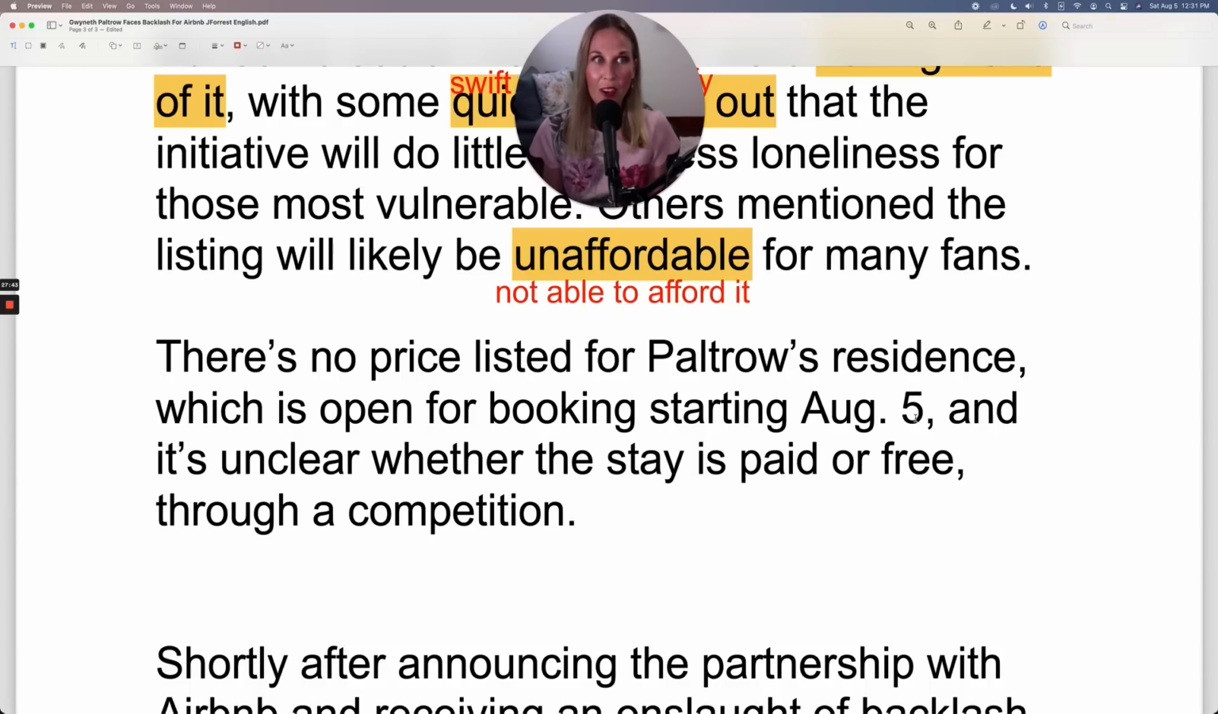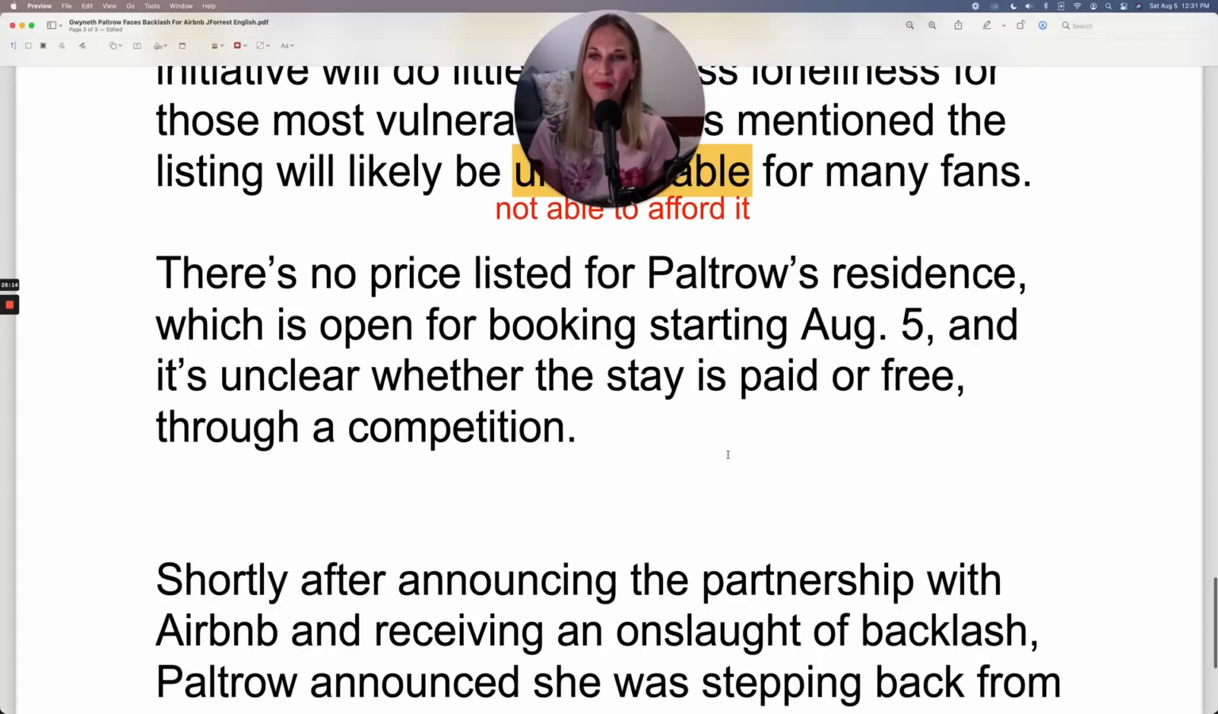Okay, so on August 5th, you can go on Airbnb and see how much this is. And it's unclear whether the stay is paid or free through a competition. Oh, okay, so not just free, it's free through a competition. So maybe the competition could be that guests have to submit a video explaining why they want to meet Gwyneth Paltrow, and the best video wins, and the prize is they get to stay. That's an interesting idea. What do you think about that?